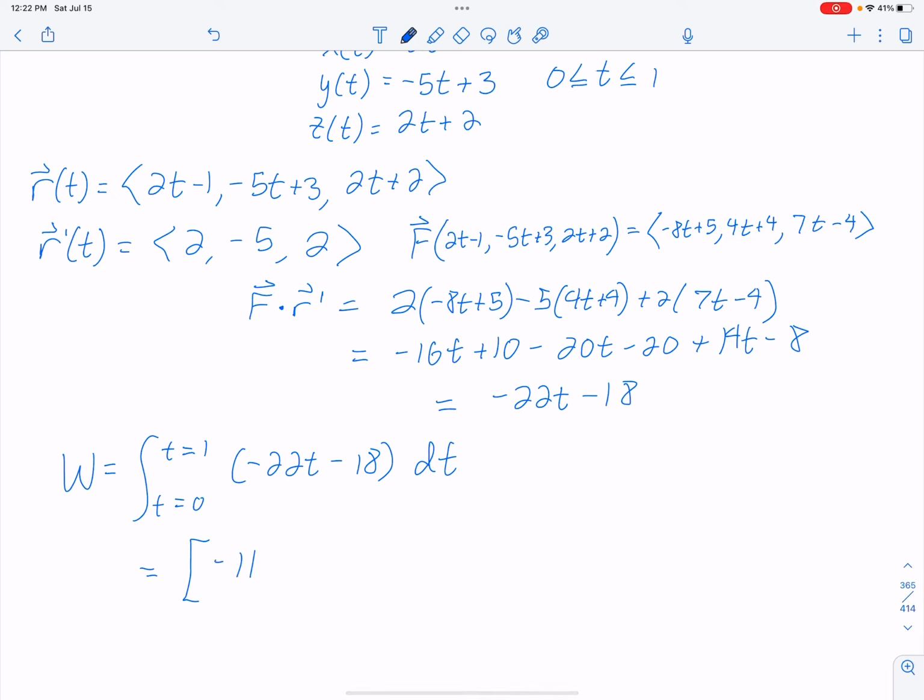We integrate. I get negative 11t squared minus 18t. Check your derivative going backwards and you can see that it works out. And then 0 to 1. Thankfully, though, the 0 is just going to cancel things out. I got a negative 11 minus 18, giving me a negative 29. So that is the answer to that line integral from that point to that point along the line segment.